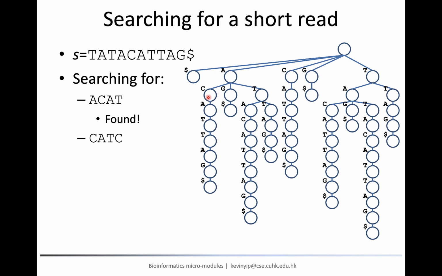Now let's see another example. Suppose we want to search for CATC. Starting from the root, we find a C node among the children of it, and so we move there, and then an A node, and we move there, and then a T node, and we move there. But now we do not have a C node among the children of the current node. Therefore, we conclude that this query, CATC, is not contained by the reference sequence because it is not a prefix of a suffix of it.